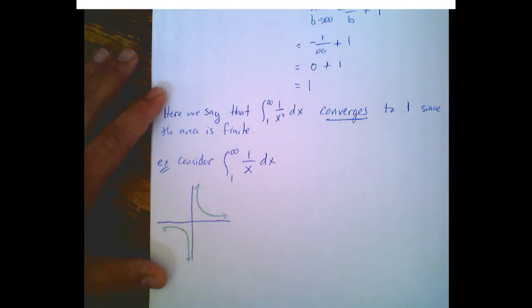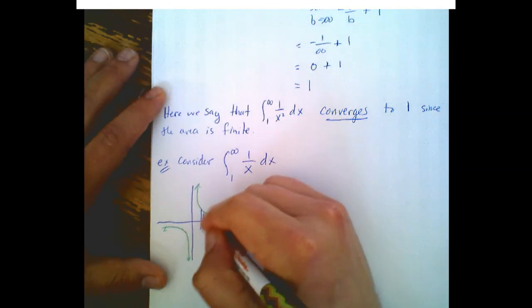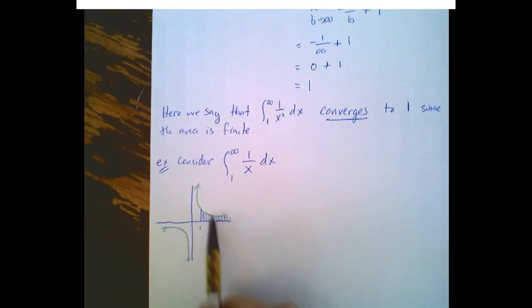And we're looking at the area between the curve and the axis from 1 to infinity. So similar to the last one. In fact, this curve here is actually a little higher than the previous one. So let's do the same analysis here.